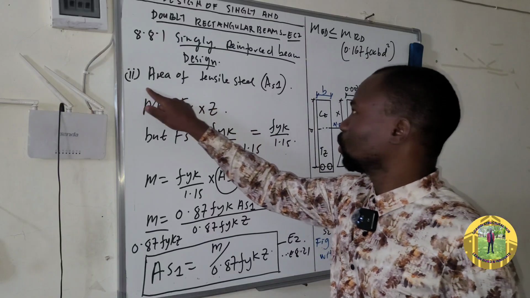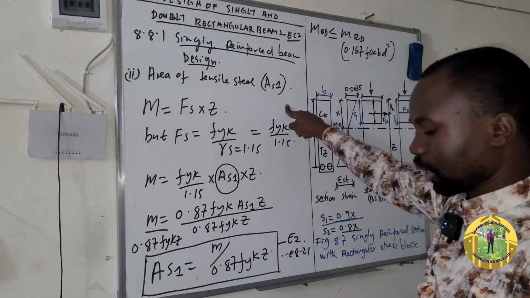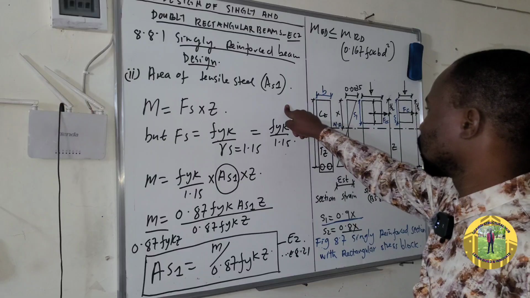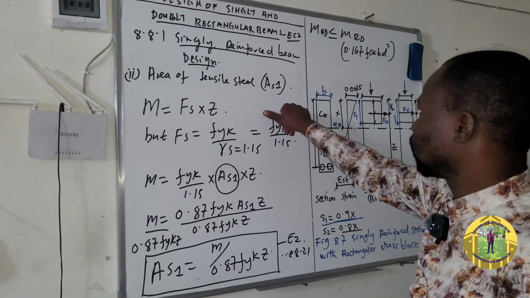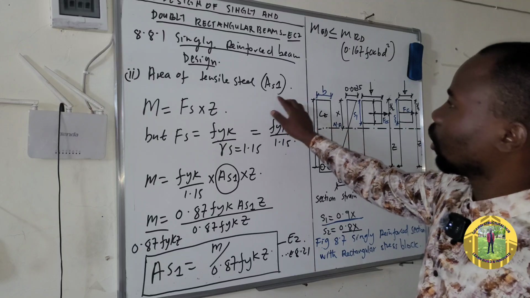Let's now proceed to number 3. Remember, this was number 2. So number 3 will be the lever arm, or Z. How will you arrive at the formula for lever arm or Z? Allow me to clean here.